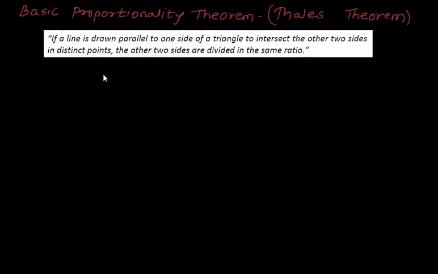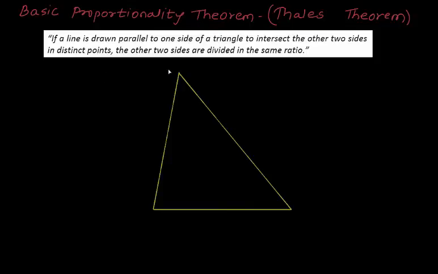Now coming back to the proportionality theorem, the first statement is if a line is drawn parallel to one side of a triangle. So let's draw a triangle first, triangle ABC. So this is triangle A, B and C. Now we have to draw a line parallel to one of the sides of the triangle. So let's take side BC and we'll draw a line parallel to BC. So this is the parallel line to BC. Let's mark the intersection point as D and this point as E.